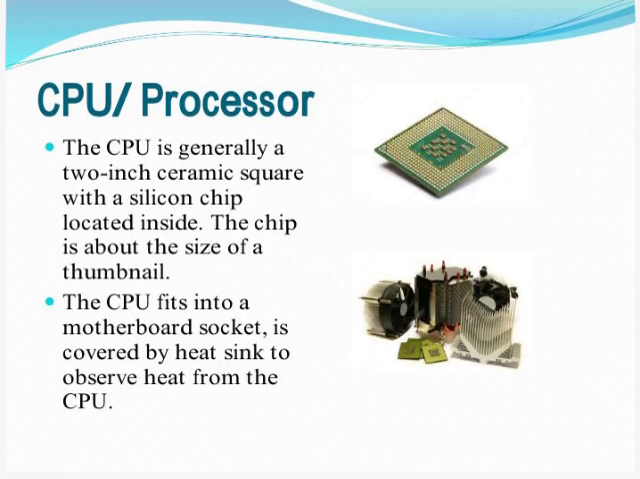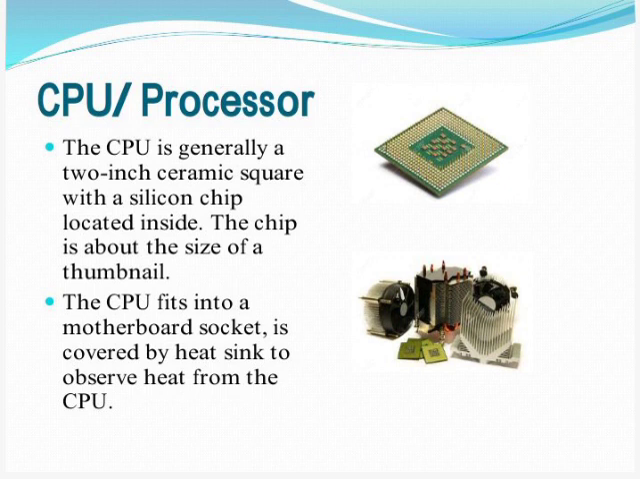Next, in this you can see how the CPU looks. Listen, the CPU is generally a 2-inch ceramic square. What is ceramic? It is like plastic or silver; in the same way this CPU is made of ceramic, with a silicon chip located inside. So how will the size be? It looks like the size of a thumbnail. We know what a thumb is, isn't it? So the CPU is generally a 2-inch ceramic square with a silicon chip inside. The chip is about the size of a thumbnail.